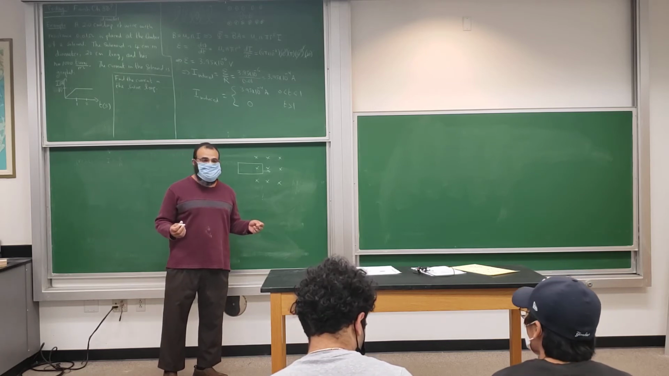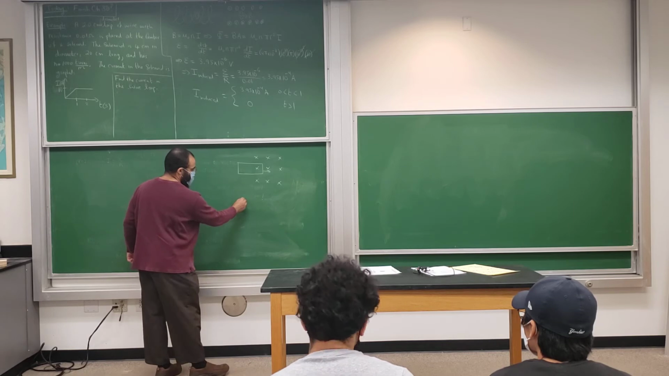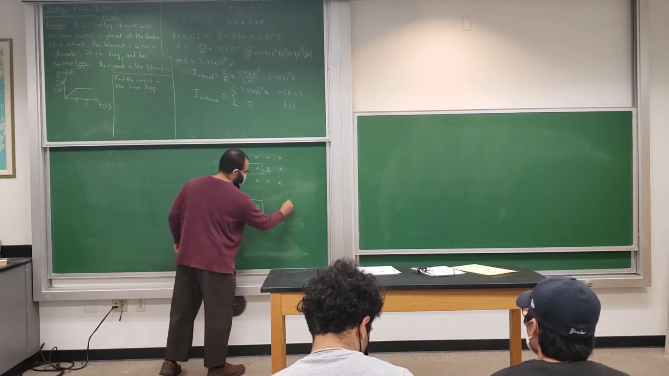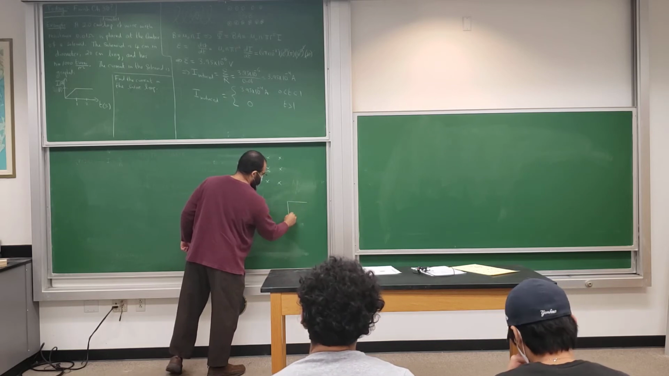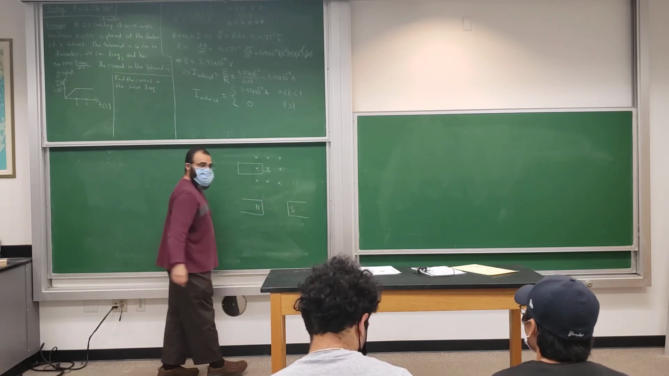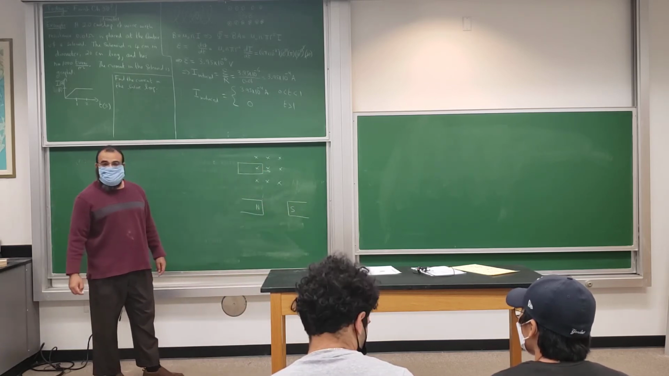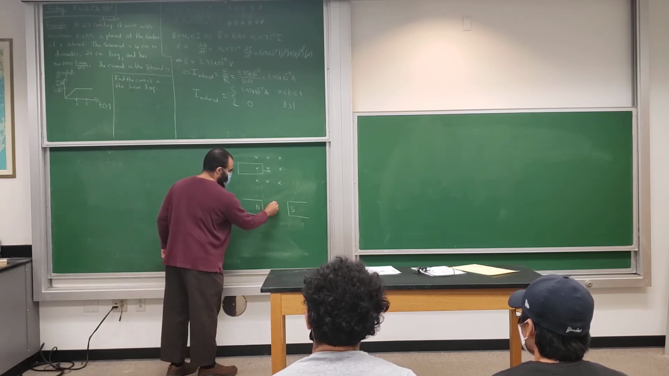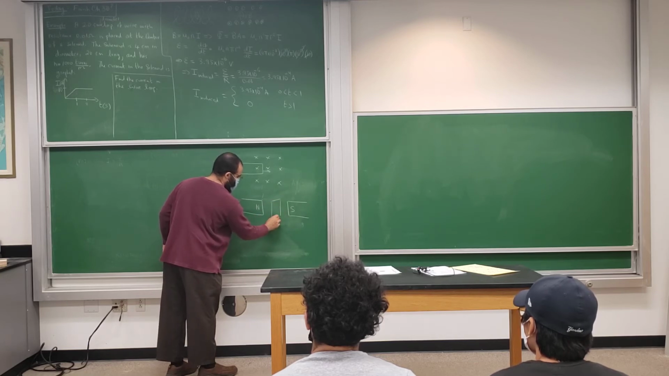Here's a better idea. Take a magnet like this. This is the north pole, and take another one. Here is the south pole of that magnet. Now take your loop and orient your loop like this, in a certain direction.